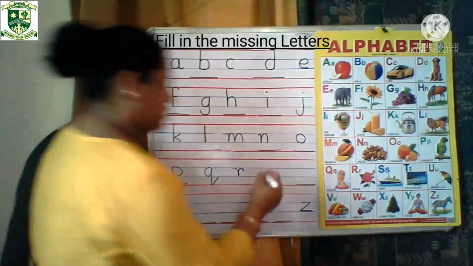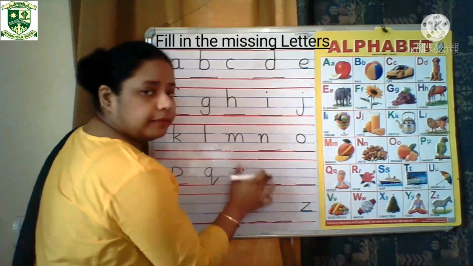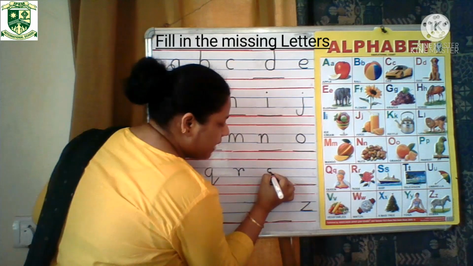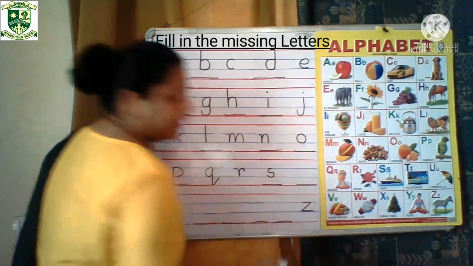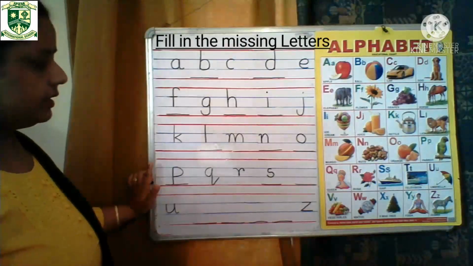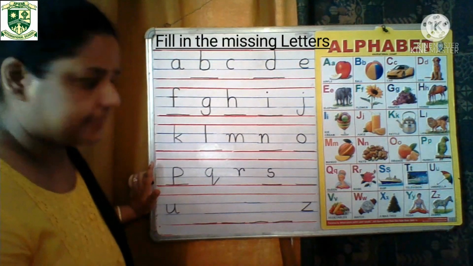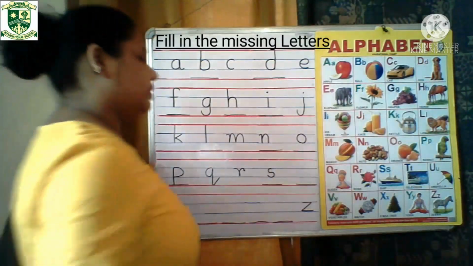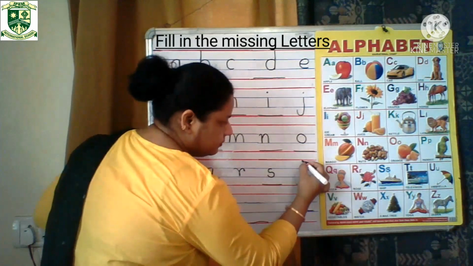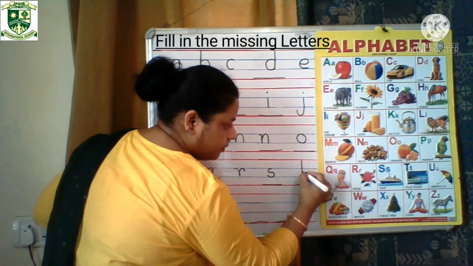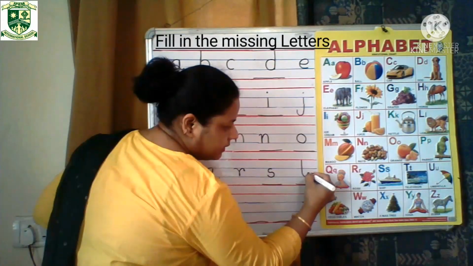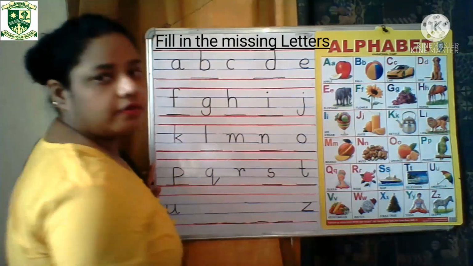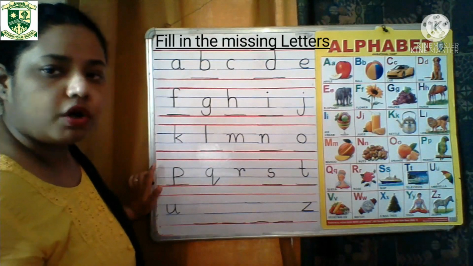Very good. Now how will we make a small s? Now again in between these two blue lines, we'll give a small left curve and then a small right curve. Very good. This is how we'll make a small s. Now what comes after s? T. Very good. Now let us make a small t. One standing line from the red line to the second blue line and give a little curve upwards, and a small sleeping line on the first blue line. This is how we'll make a small t.